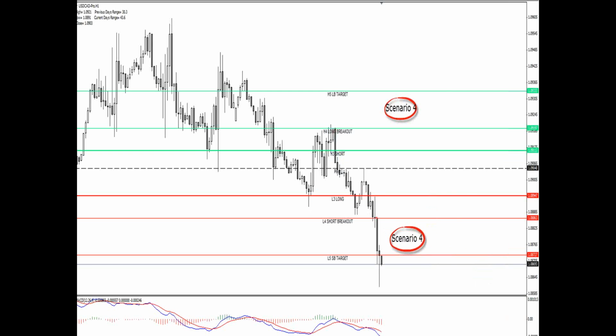This is called spinning top, and this is indecision candle. Look where indecision was. It was around L4, because if it breaks L4, it will proceed to L5. And it happened. Breakout, pullback, continuation.